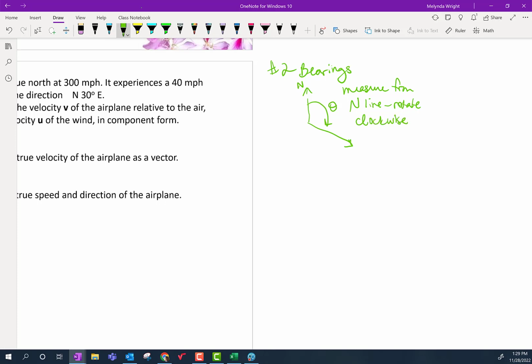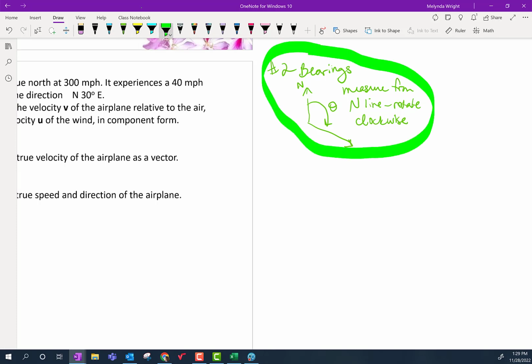Okay, that's bearings, and we've done bearings before. This is when it's in a bearing form. We measure from the north line and rotate clockwise. If I were to estimate, maybe theta would be about 120 degrees. I'm making it up, I don't know what it is, but it would be around that, right? Because we went past the 90-degree mark and rotated a little bit farther. So that's bearings. Do we remember bearings? Are we okay with that?